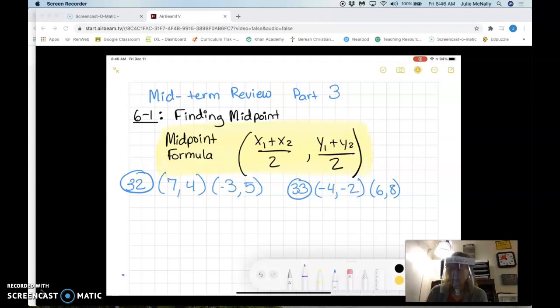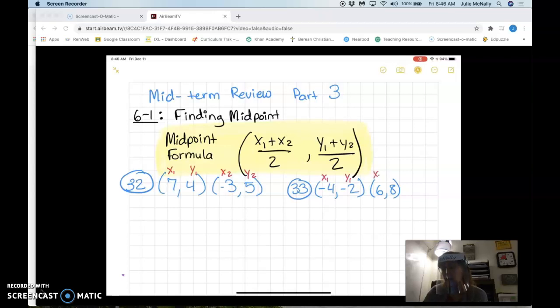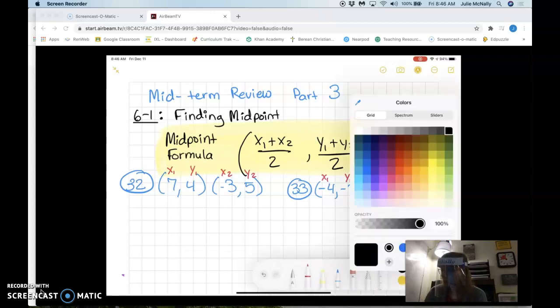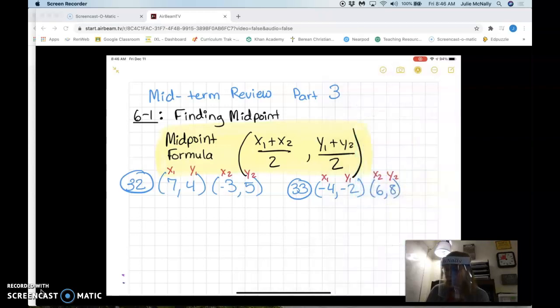That's it. Okay? So if you need to, which I highly recommend, label each point so that you don't get confused on which one is which. The first coordinate is going to be x1, y1. The second one is going to be x2, y2. So I'm going to add my x's, 7 plus negative 3 over 2. And I'm going to add my y's, 4 plus 5 over 2.